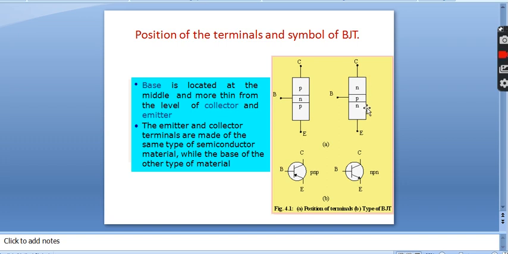In the case of an NPN transistor, the collector and emitter are brought from the N-type layers, and from the P layer we bring out the terminal that is the base. So this is the formation. Next, the symbols for the NPN and PNP transistors.